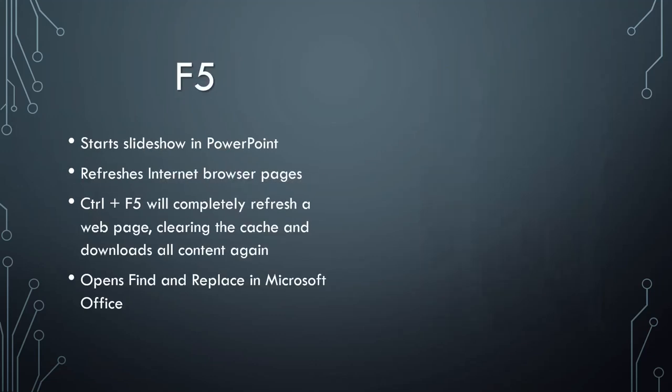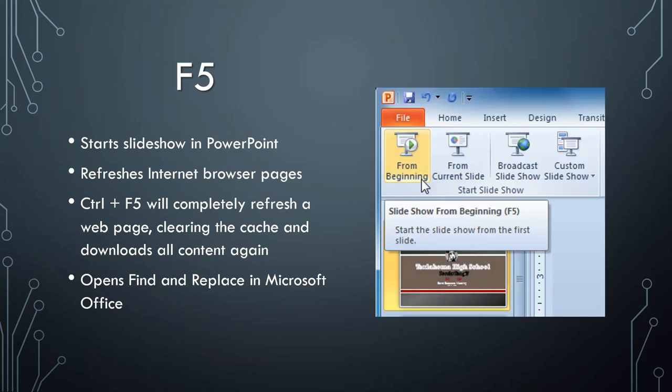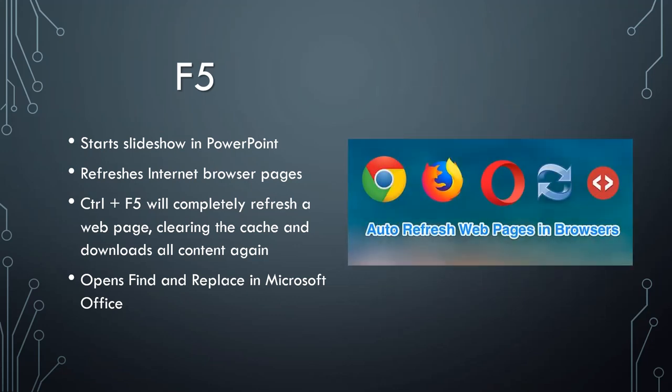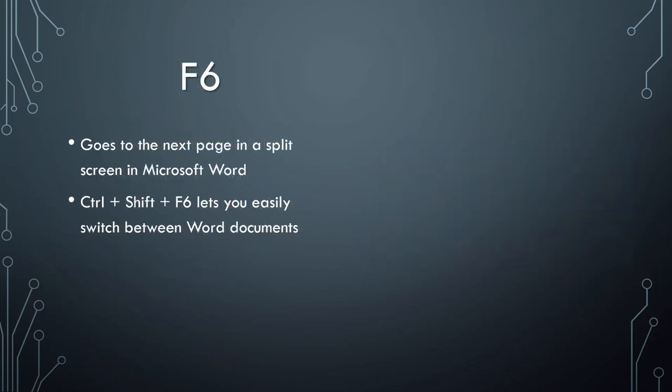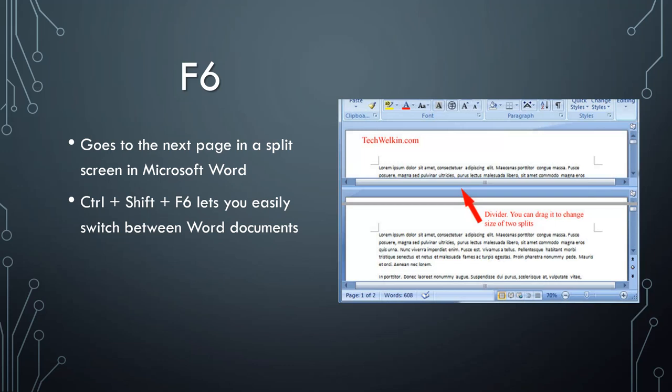F5 starts the slideshow in PowerPoint. Refreshes internet browser pages. Control plus F5 will completely refresh a web page, clearing the cache and downloading all content again. Opens Find and Replace in Microsoft Office. F6 goes to the next page in a split screen in Microsoft Word. Control plus Shift plus F6 lets you easily switch between Word documents.